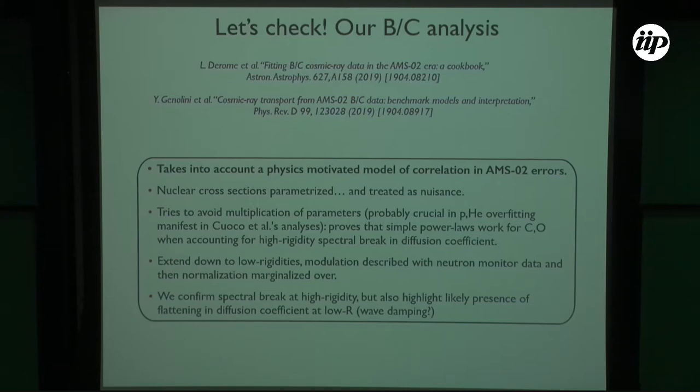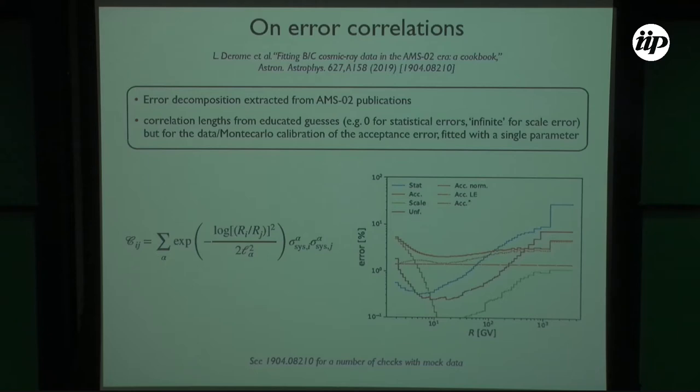So first step, you have to fix the propagation parameters. We choose the boron over carbon data published by AMS, and we add a number of technical improvements: nuclear cross-sections, how you deal with nuisance parameters, trying to avoid multiplication of parameters, checking consistency with primary species, and dealing with the spectral breaks in the diffusion that Manuela was mentioning before. The major improvement is to take into account physics-motivated models of correlation of the covariance matrix of AMS. Okay, and I will spend some seconds on that.